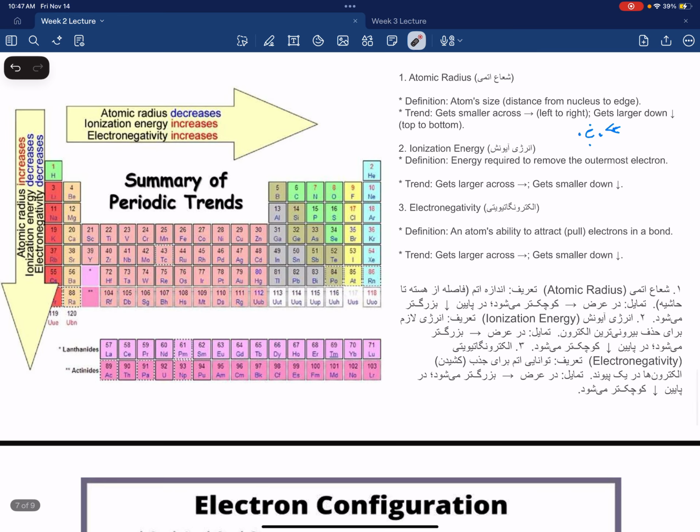which is an atom's ability to attract or pull electrons in a bond. So it's how much an atom wants that electron. The closer it is to fulfilling its octet rule on its valence shell, meaning the closer it is to having 8 electrons around it and becoming fulfilled in life, which is the ultimate goal for atoms, the more it wants those electrons, meaning it has more electronegativity. So as you go from left to right, the electronegativity increases. As you go from top to bottom, the electronegativity decreases.